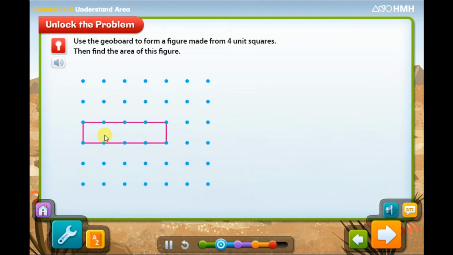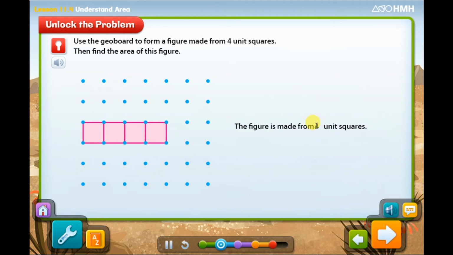Count the number of unit squares in the figure. So inside this shape there are 4 square units. Let's count and see. This is square unit 1, this is square unit 2, this is square unit 3, and this is square unit 4. Let's check and see. 1, 2, 3, 4. How many unit squares make up the figure? So inside the figure there are how many unit squares? The figure is made from 4 unit squares.